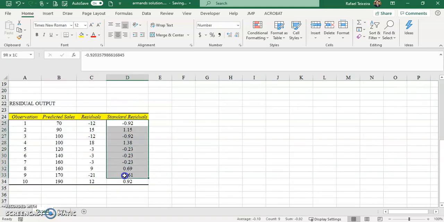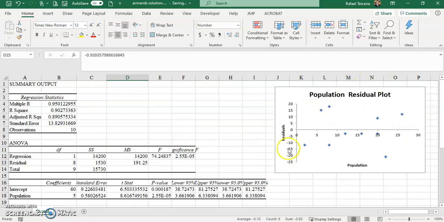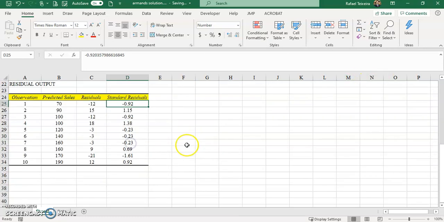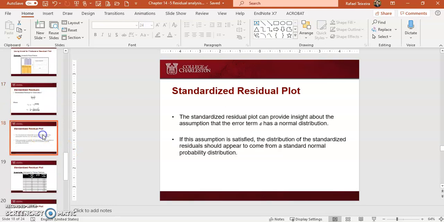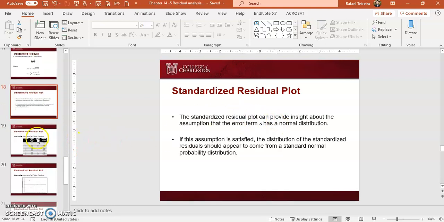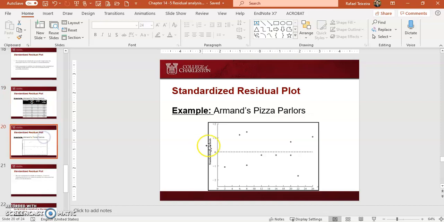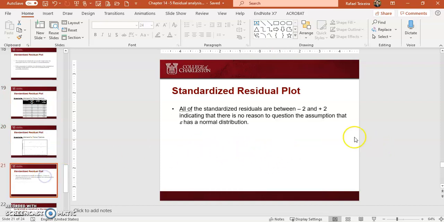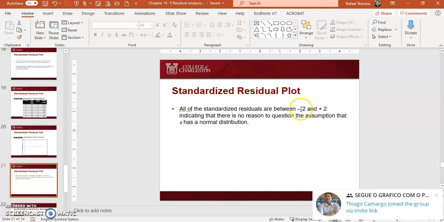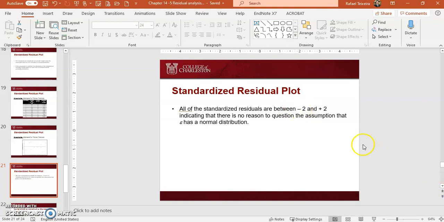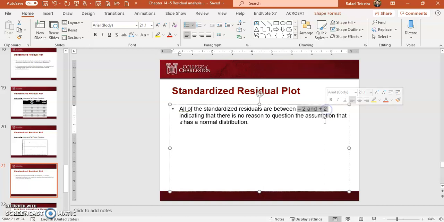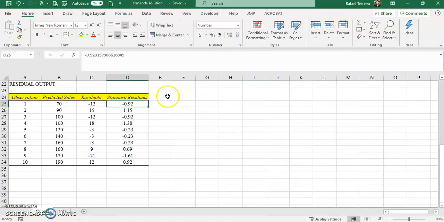And this is giving the standard residuals. We're going to judge the distribution of residuals not only using the residual plot, but also using the standardized residuals. The standardized residuals can tell us a different story, and if we plot them, what we are looking for is residuals that are between -2 and +2. These are the residuals that we are looking for.